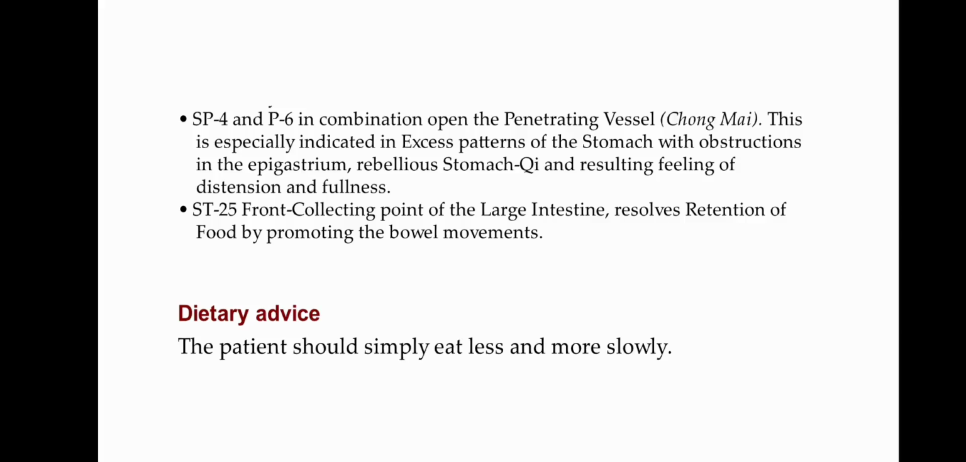Spleen 4 and Pericardium 6 in combination open the penetrating vessel. This is especially indicated in excess patterns of the stomach with obstructions in the epigastrium, a rebellious stomach qi, and resulting feeling of distension and fullness. And Stomach 25 is the front collecting point of the large intestine. It resolves retention of food by promoting the bowel movements.